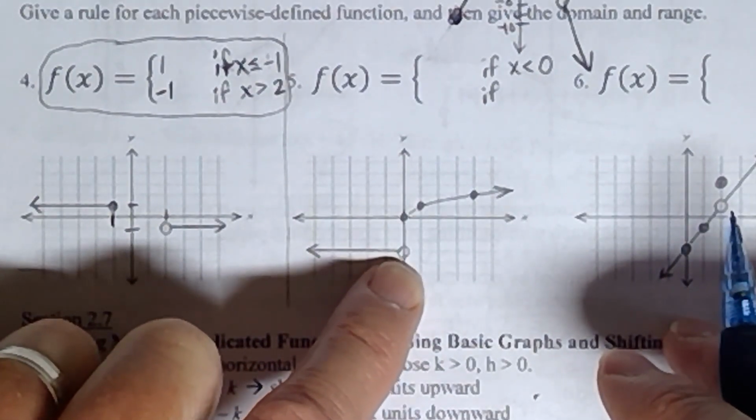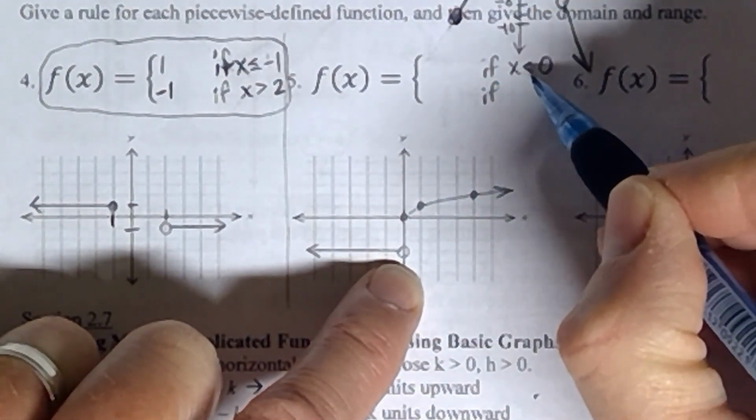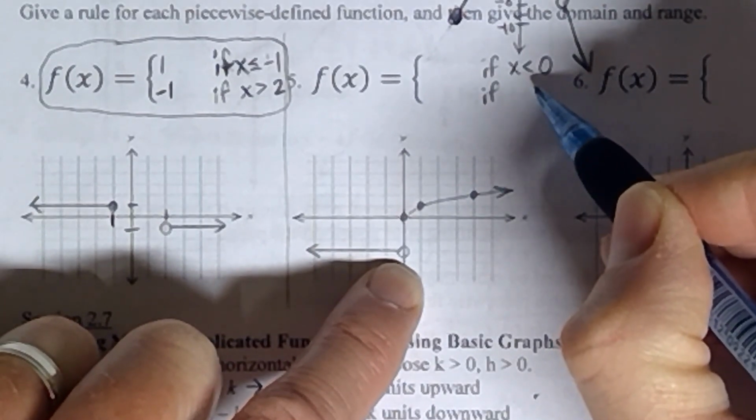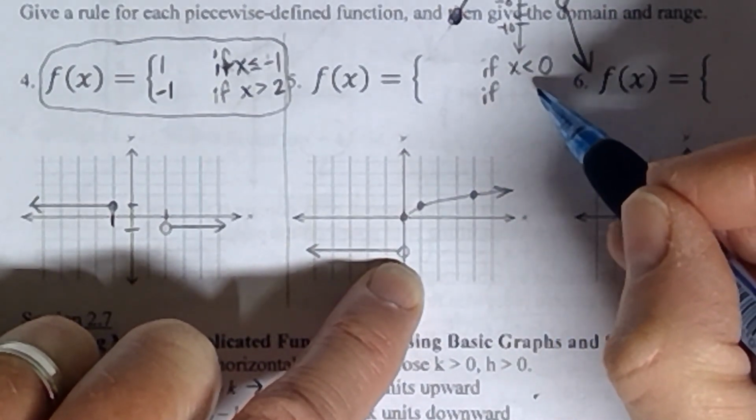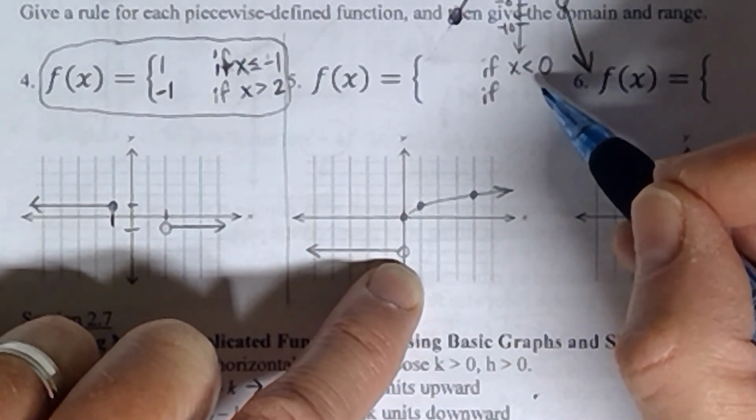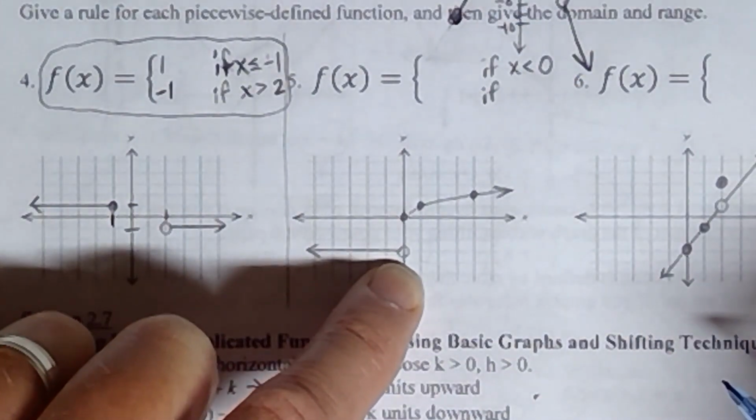Do I put the alligator feet underneath the alligator mouth right here? Do I put the equal to thing there? No, I do not, because that's an open circle. So just say less than 0, not less than or equal to 0.